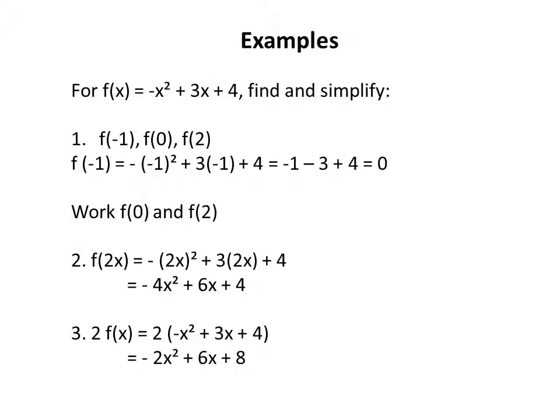Example number 3, this time I have 2 times f of x. What it is telling us is that we have to multiply the 2 to the function. So we're going to be distributing 2 into the function, and that would give us -2x squared plus 6x plus 8.